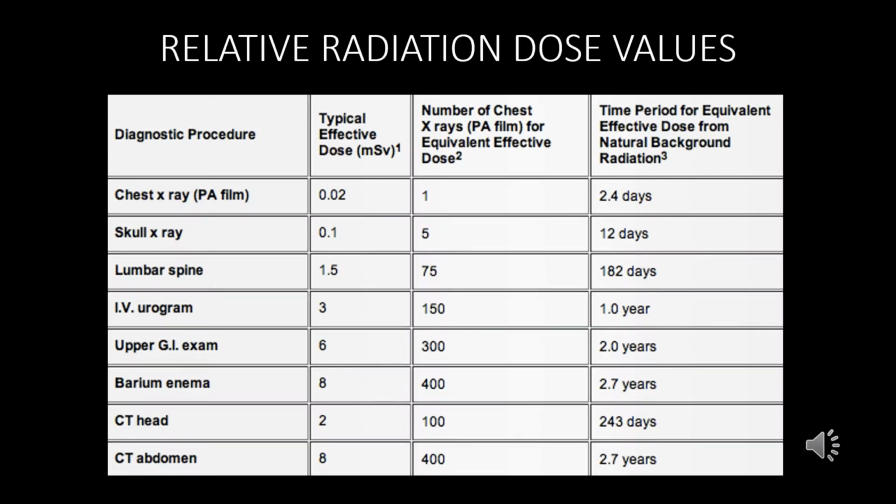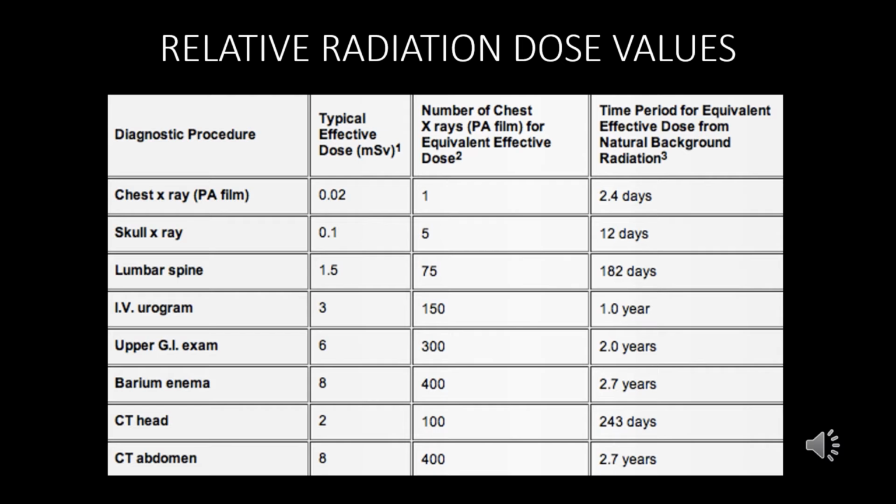Let us look at this slide very closely. It shows the relative radiation dose values for various radiological procedures that involve the use of X-rays. If you look at the first row, you will see that the chest X-ray uses a typical effective dose of 0.02 millisievert, and the skull X-ray has a typical effective dose of 0.1 millisievert, and the dose gradually increases as we go down these different modalities.